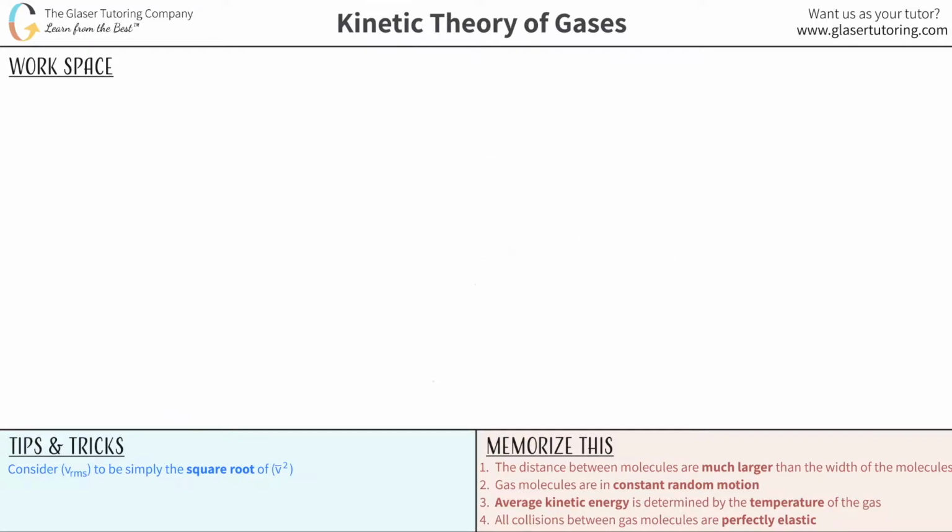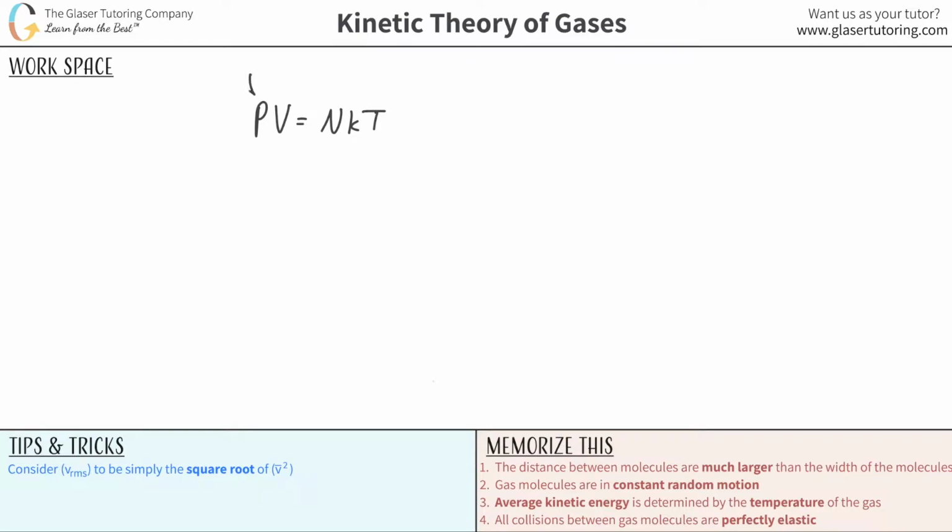Let's take a look at one of the equations of the ideal gas law. One of them is PV equals capital N times kT. If we remember, P stands for the pressure of a gas, V is the volume of the gas, capital N represents the number of molecules within that gas, k is the Boltzmann constant, and T is the temperature of the gas.